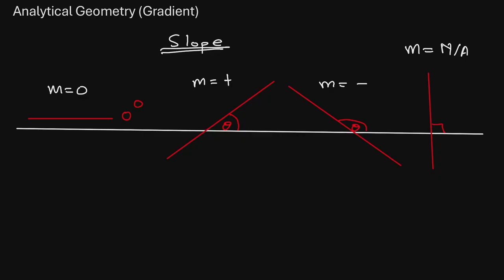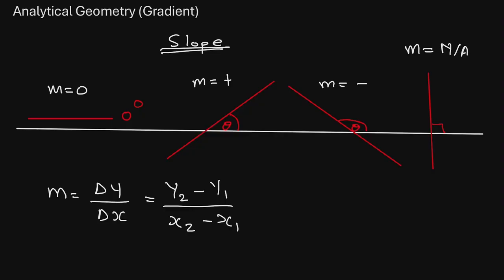The equation of a gradient is given as: the gradient is the change in y values divided by the change in x values. When you talk about change, we talk about the final y value minus the initial y value, all divided by the final x value minus the initial x value. So this is the equation of the gradient. Let us see if what we are talking about will make sense.